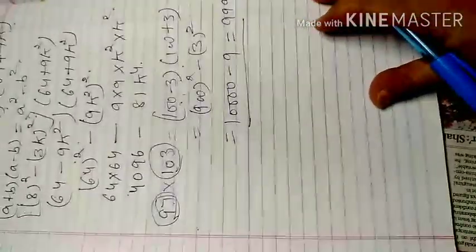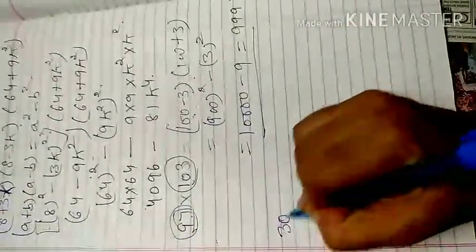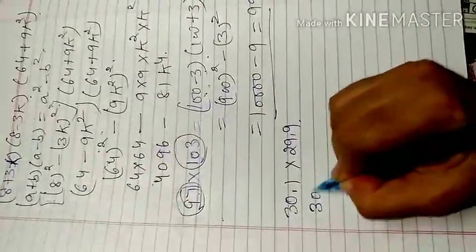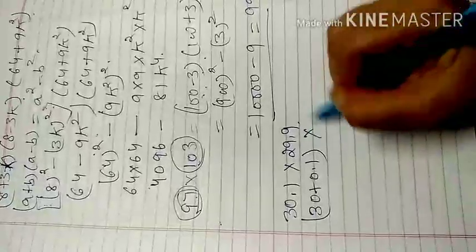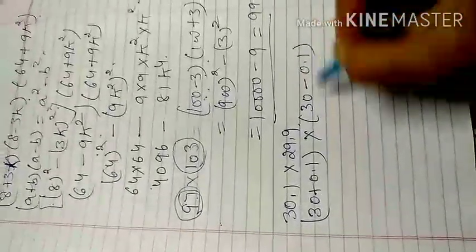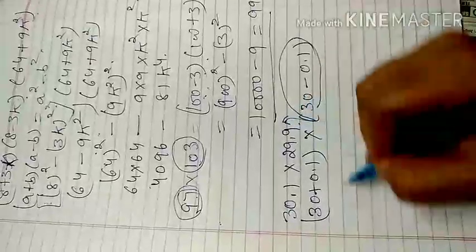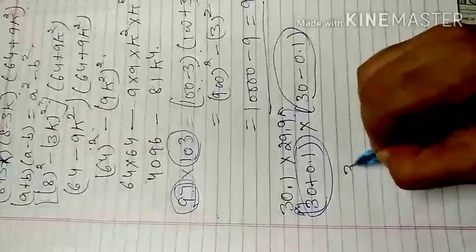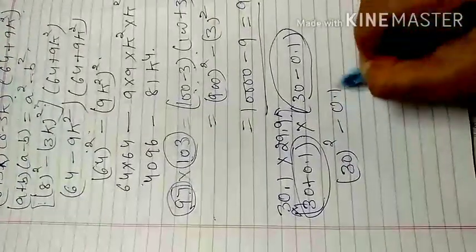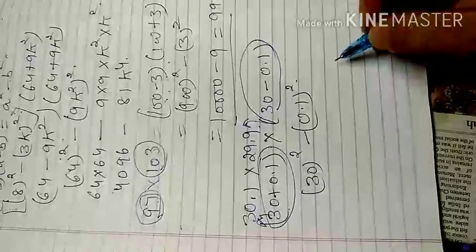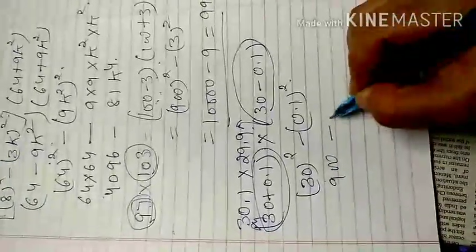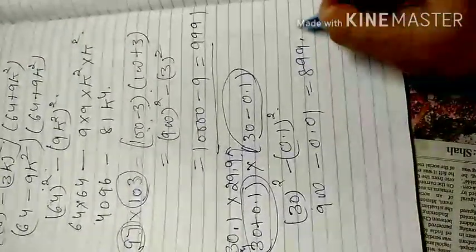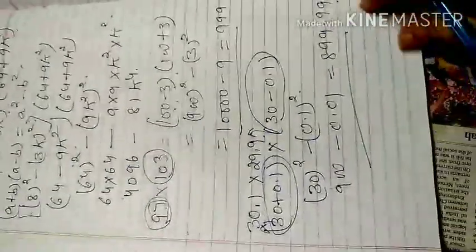So what happens if I have decimals given, like 30.1 into 29.9. So we write 30 plus 0.1 into 30 minus 0.1. So this is the form of 29.9 and this is the form of 30.1. So we apply the same formula, 30 square minus 0.1 whole square. Okay, so 30 square gives me 900, 0.1 whole square will be 0.01. After subtraction I get 899.99. So that is my required answer.